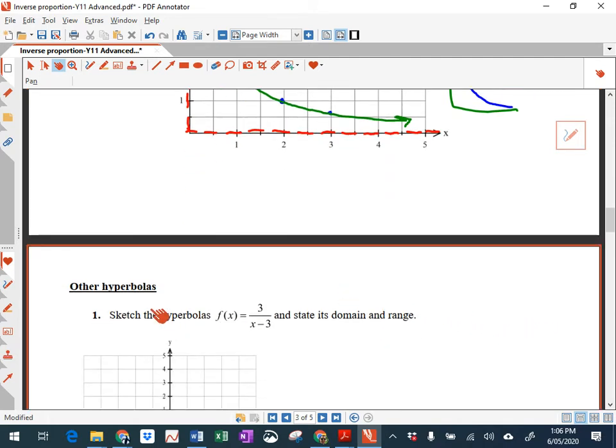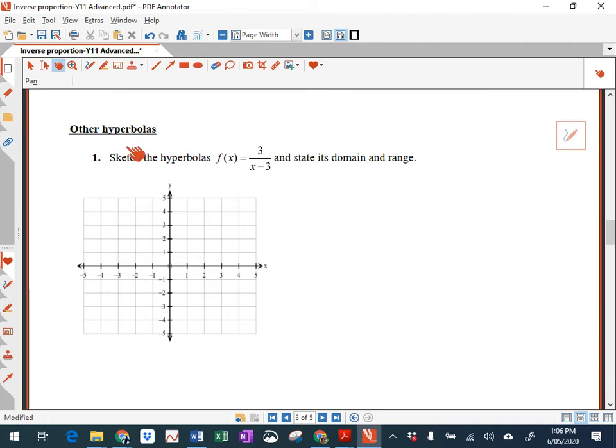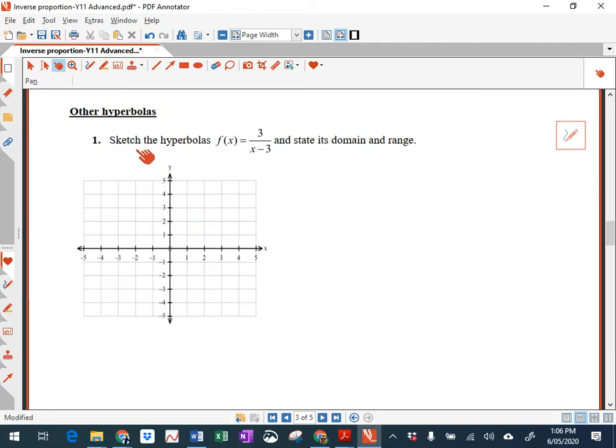Okay, now what about other hyperbolas? Now I should point out that I'm just doing this because this is in your textbook. This is not part of your syllabus, but we'll do it anyway. So this is just for your own curiosity, but it's not part of your course. You just have to know the y equals k over x. Now, let's just have a look at this hyperbola here.